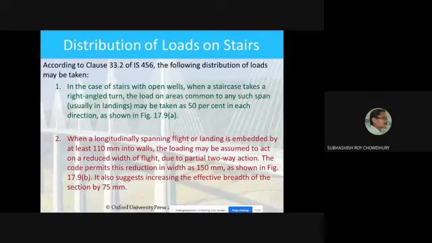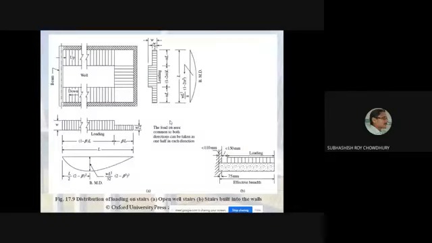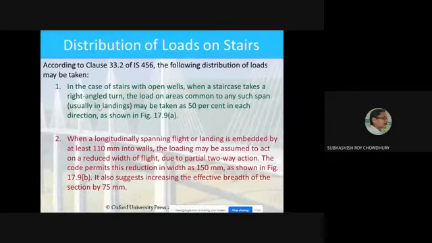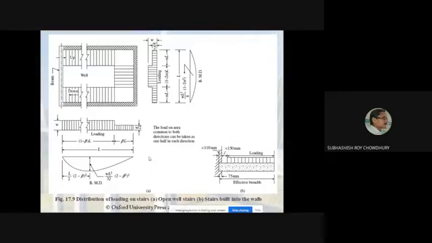Now I am telling here two specific points that are written in clause number 33.2 of IS 456. I am telling with reference to this figure what the IS code tells. Let us discuss this particular statement first. In case of stairs with open wells, when the staircase takes a right angle turn, the load on areas common to any such span, usually the landing, may be taken as 50% in each direction as shown in 17.9a. This is a specific case that is not so important, still I will tell you, this is an important point.